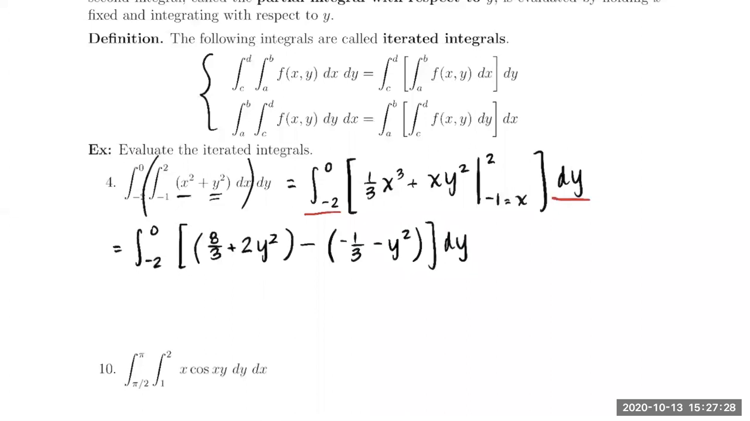You can immediately start integrating with respect to y. However, I recommend first simplifying inside the brackets so that rather than integrating 4 terms, you can just integrate 2 terms. So I'm going to recopy the integral, and instead I'm just going to combine inside. So I have 8/3 minus a -1/3 becomes plus, so 9/3 is 3. Again, distribute that negative to the y squared. I have 2y squared plus y squared is a 3y squared.